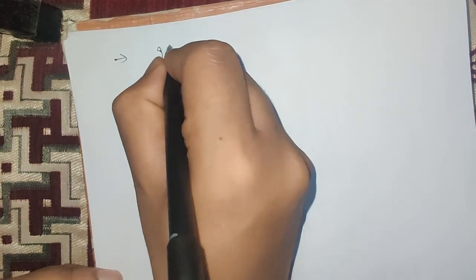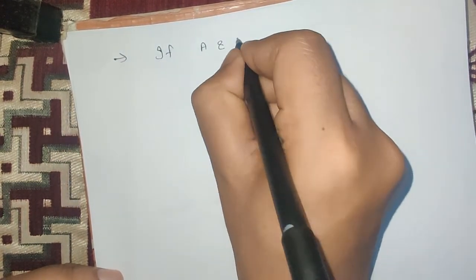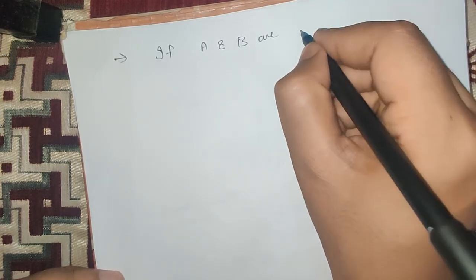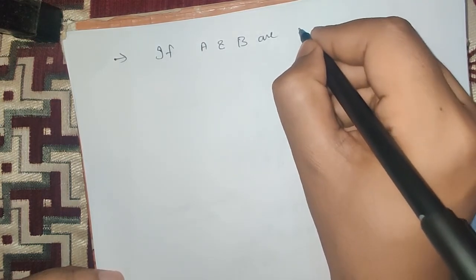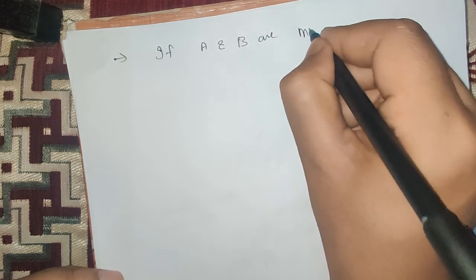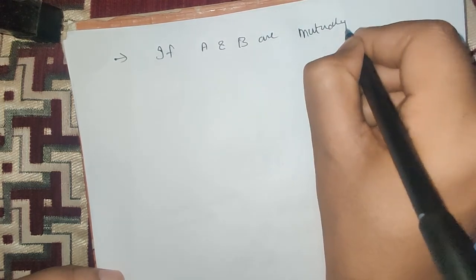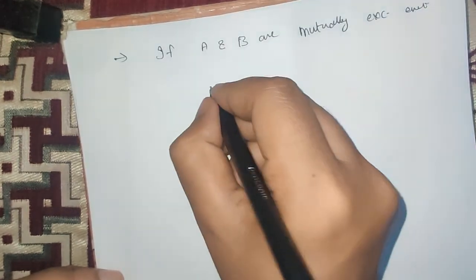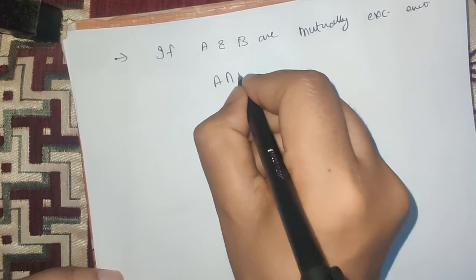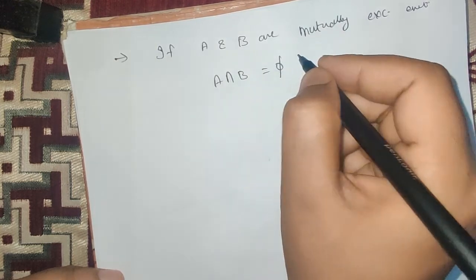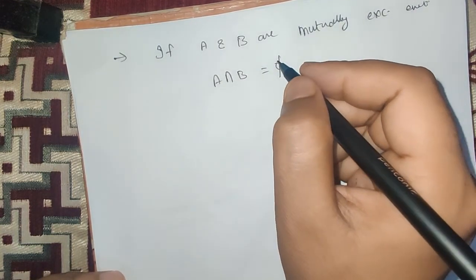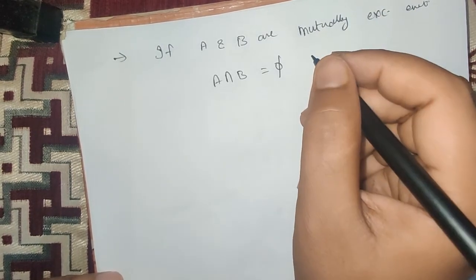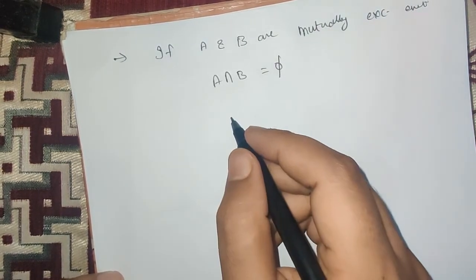If A and B are mutually exclusive events, mutually exclusive I have discussed in the previous class, then A intersection B is null. There will be no element in A intersection B. There will be no common elements in A intersection B.